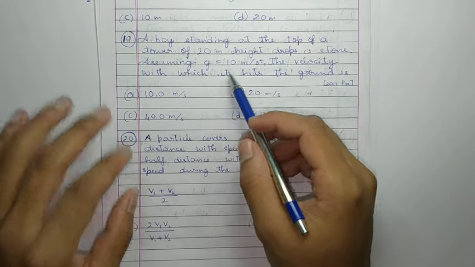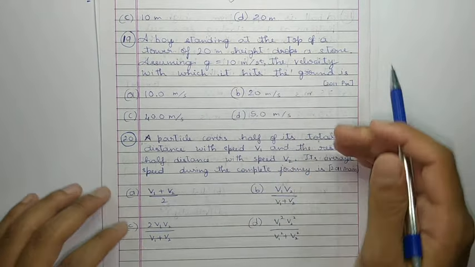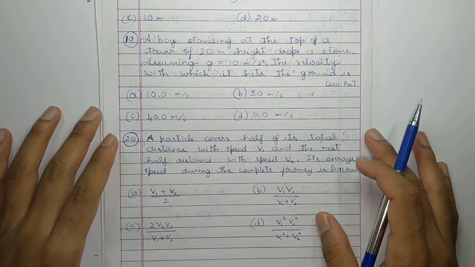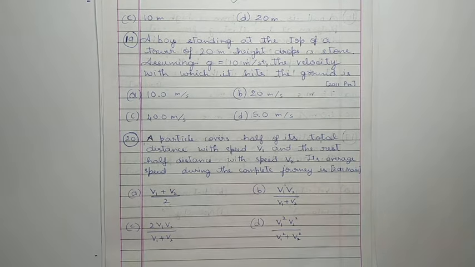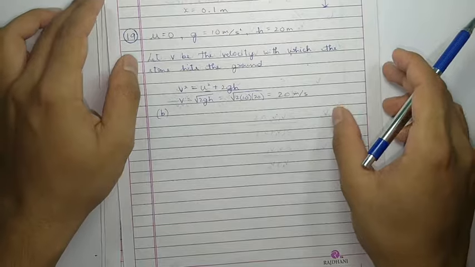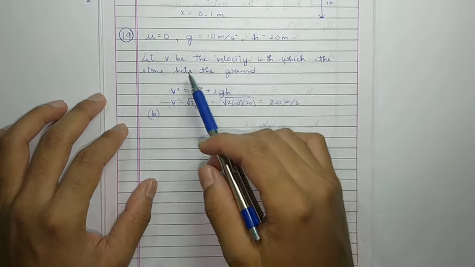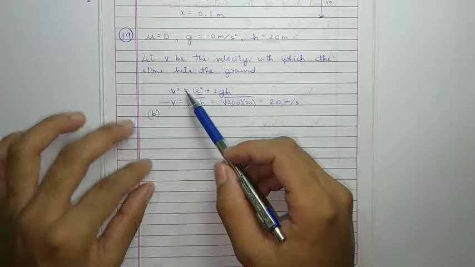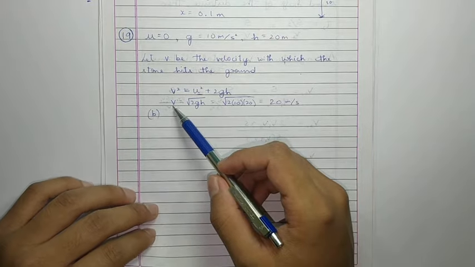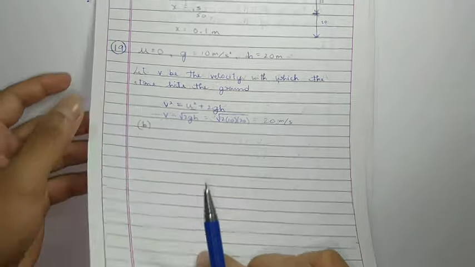19. A boy is standing at the top of a tower of 20 meter height and drops a stone. Assuming g equals 10 meter per second square, the velocity with which it hits the ground is. Initial velocity is 0, g is given, h the displacement is 20 meter. Let v be the velocity. We have v square equals u square plus 2gh. v is equal to 20 meter per second.